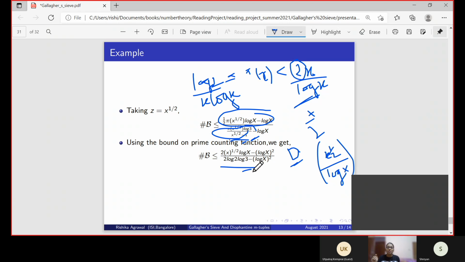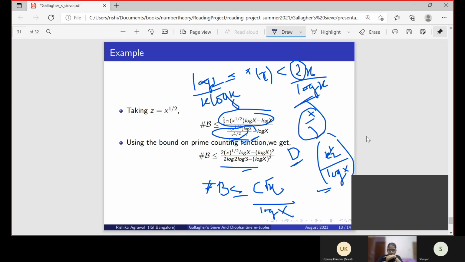What does order mean? Order means that size of b is less than or equal to some constant times the function inside this bracket. That is also known as the capital O notation, if you are aware of it. Otherwise you can just take it this way: from this sieve, what we have received is size of b is less than or equal to a constant times root x over log x. And this is clearly wrong, because it has to be x by 2. So if someone can point out where we have made the mistake.